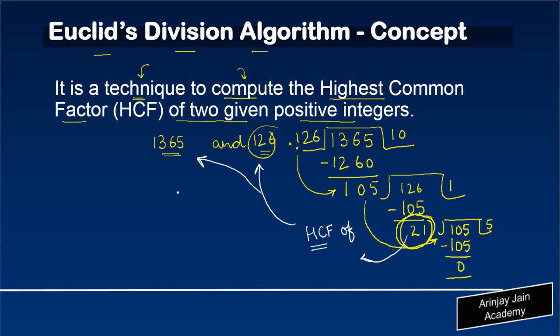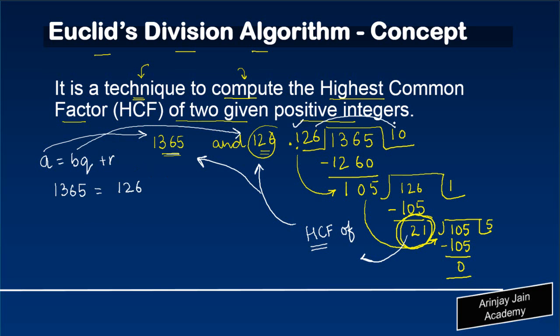Now, if I just try to put in the Euclid's division lemma, I'm talking about lemma, not the algorithm, which we learned in the previous video, I can resolve this as well. In Euclid's division lemma, we saw that a = bq + r. In other words, a and b were the positive integers. So effectively I can say 1365 is equal to 126, this number, times 10 plus the remainder. Remainder was what? 105.